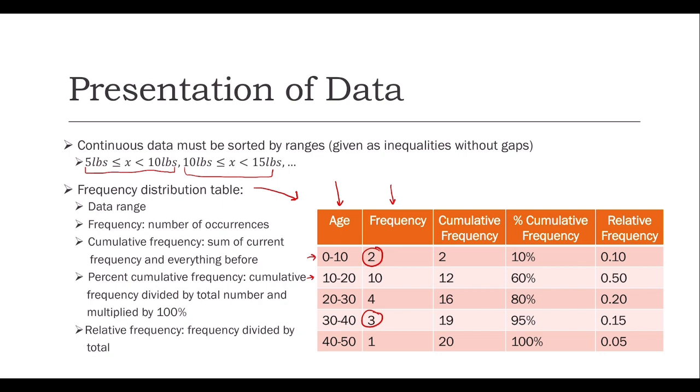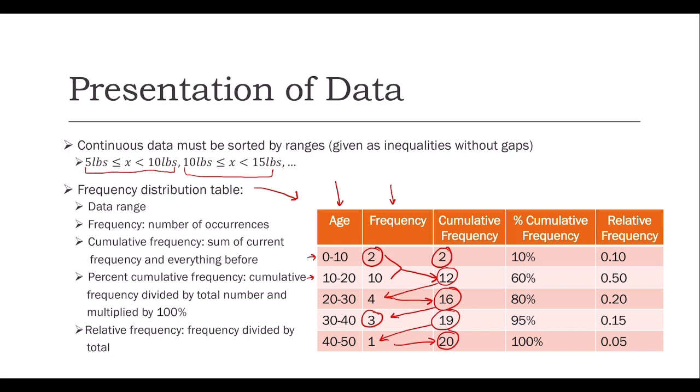Our cumulative frequency is the sum of the current frequency and everything before. So this is 2, and then 2 plus 10 is 12, and then 12 plus 4 more is 16. 16 plus 3 more is 19. 19 plus 1 more is 20. So that's where your cumulative frequency comes from.